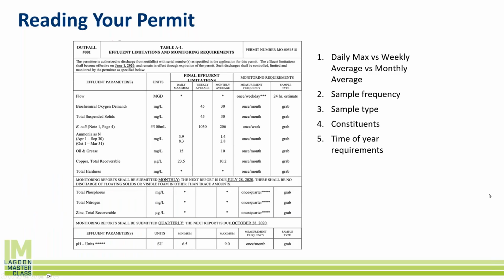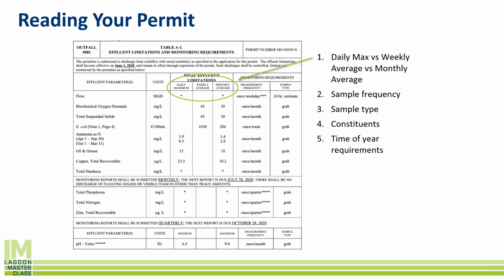So when we start to look at your permit, there's a lot of different things that we'll see on these permits. For example, we'll see daily maximums. We'll see weekly averages, monthly averages. We all know about those. And sometimes we get a daily violation. And so then we'll come back and we'll do another set of sampling that week so we can bring down our weekly average.